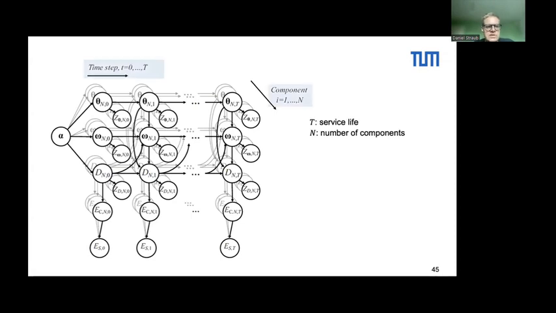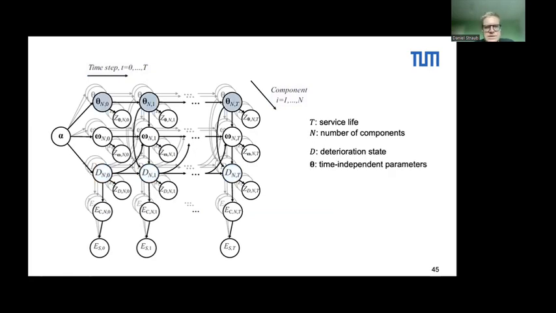So we have different time steps. We also have different components here, ordered. And these are dependent. This alpha here reflects that different components have a dependence. So they are not independent. We do consider this dependence between components, which comes from common influencing factors mostly. Same load, same environment.